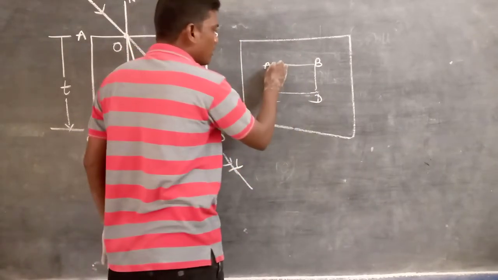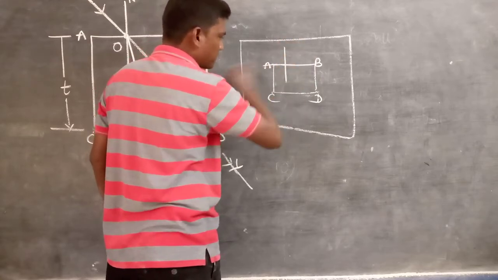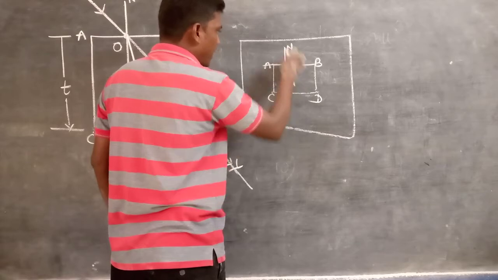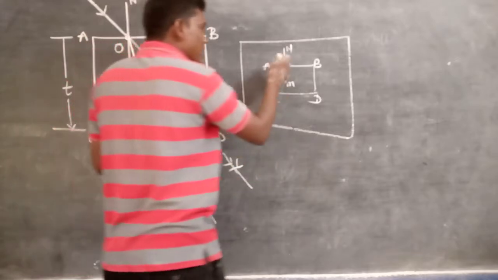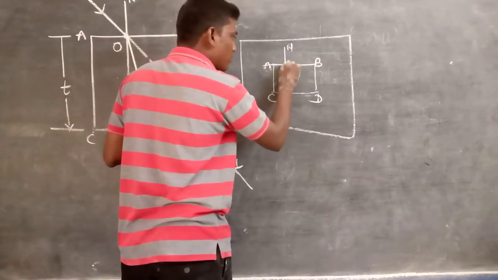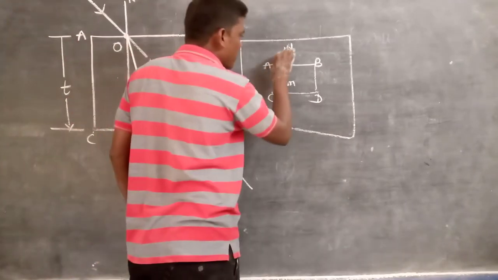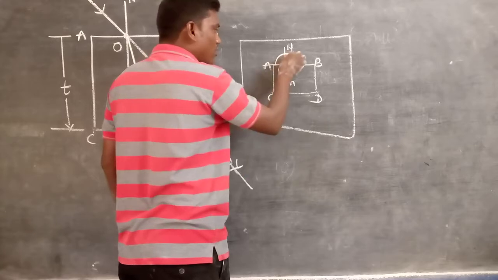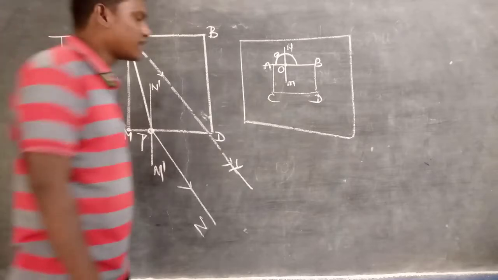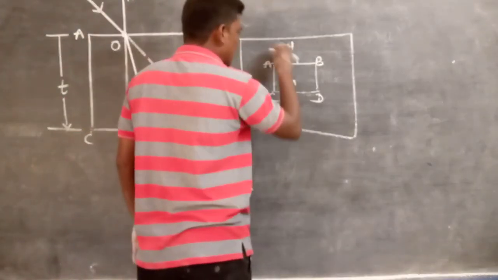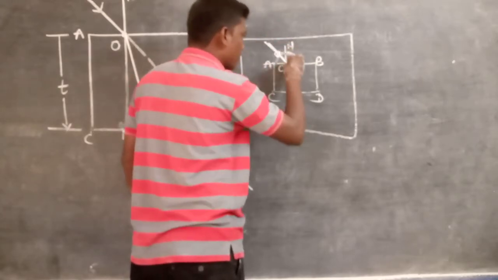After that, we draw a normal NM to the AB surface at any one point. The point where the normal and AB meet we call O. Now we place a protractor as shown in the figure, and with its help we make an incident angle, maybe 30 degrees. After marking that dot, we join it up to O.